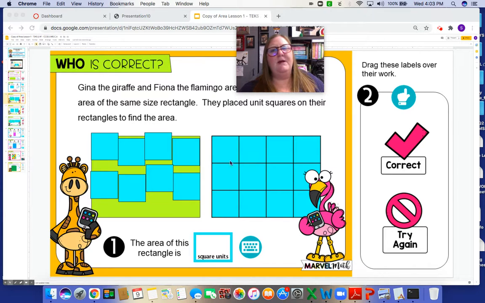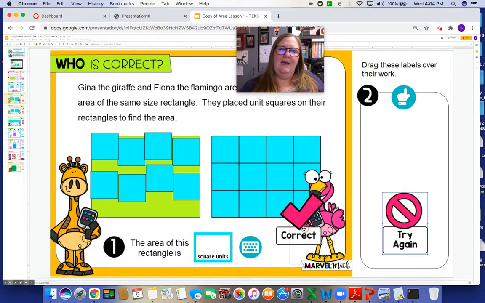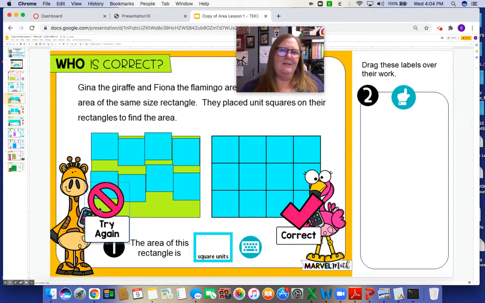So if you remember, I said that I wanted you to put them right on the edges and kind of get them to touch. We don't want to have gaps, and we don't want to overlap them. So we're going to say that Fiona is correct. I'm going to put that correct by her. And Gina needs to try again. That's okay. That's why we practice, right? So now let's solve the area of this rectangle. 1, 2, 3, 4, 5, 6, 7, 8, 9, 10, 11, 12. So in the box, we would type a 12 for 12 square units.